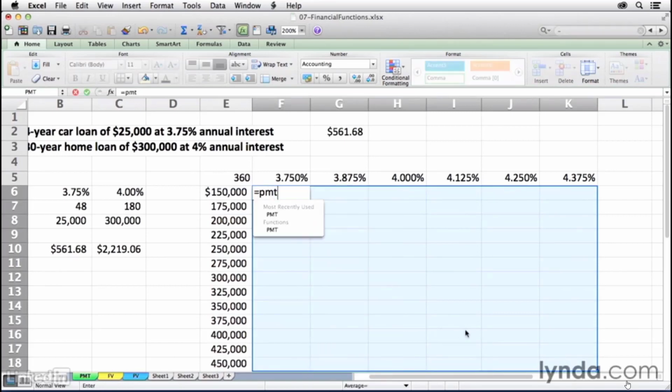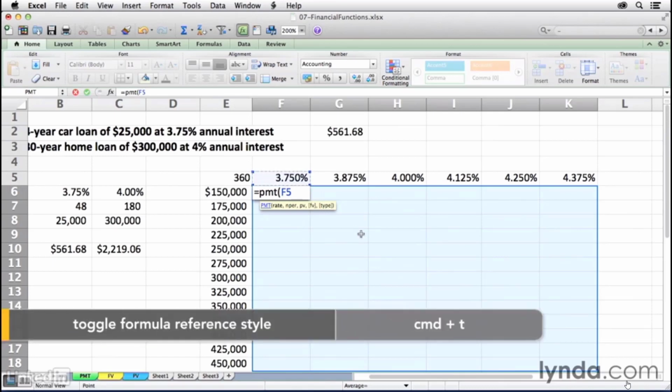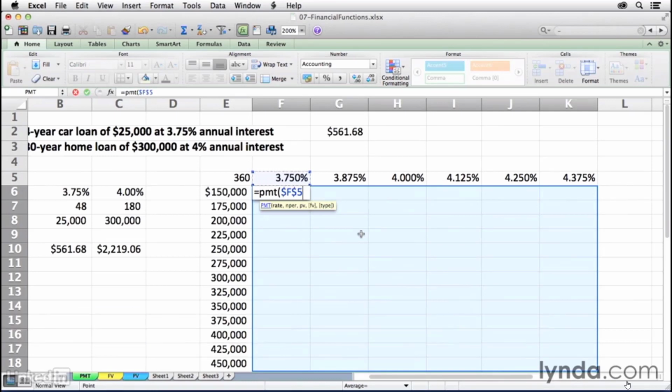Equal PMT. Now you do have to have some familiarity with absolute and relative addressing. Let's begin with the interest rate. For the moment, I'm clicking cell F5, but since we might be referring to other columns, I want to make this a relative address. Press Command-T until we see the $ in front of the 5. That's the row number, but not in front of F. There it is. We need to divide that by 12, comma.